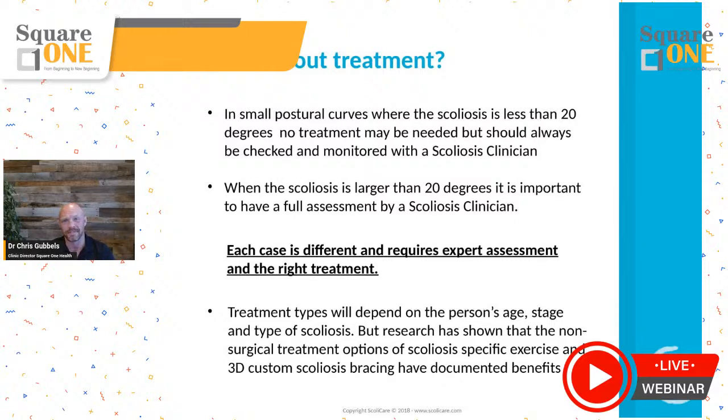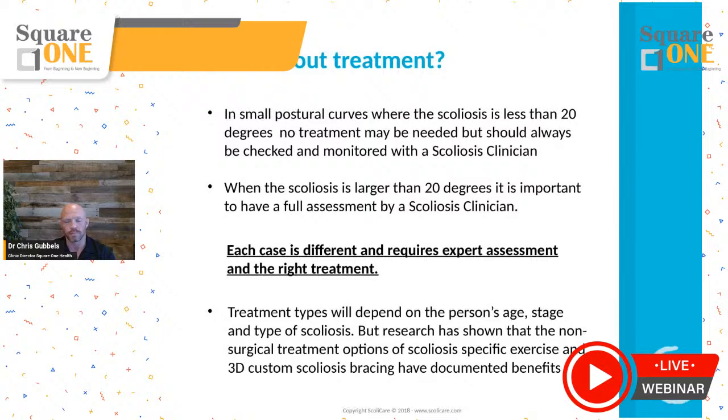But scoliosis-specific exercises, things like Schroth, like CLEAR, chiropractic biophysics, or a newer technique, Scoli Balance, that combines the best parts of those previously mentioned, have been shown effective in reducing scoliotic curves or slowing the progression of curves. And then also bracing. Now, not all braces are the same.